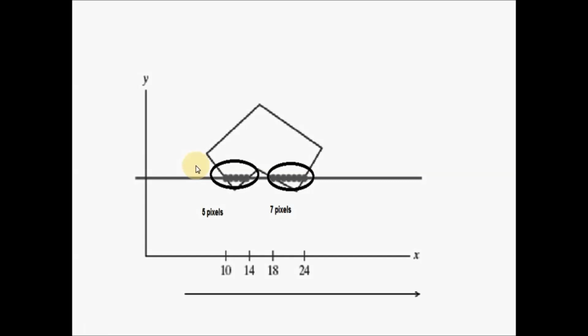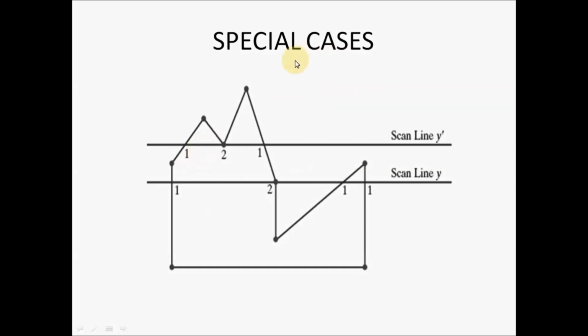Now, this scan line algorithm has special cases. There are two special cases. So we will see the special cases of this algorithm now. To explain them, I am considering this polygon here. You can see in this polygon I have two scan lines: one is y dash and one is y. Right, guys?